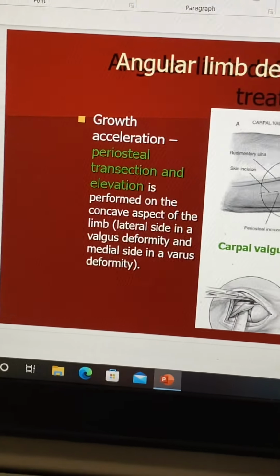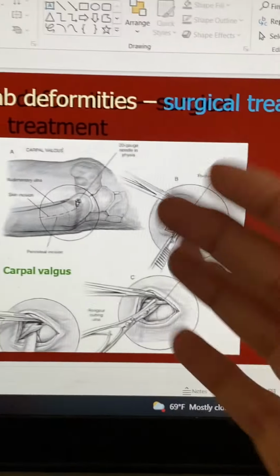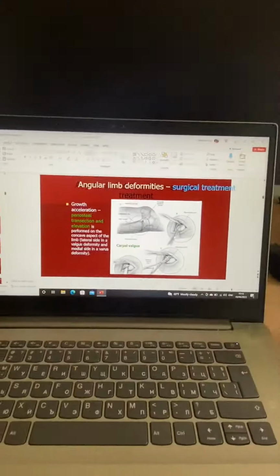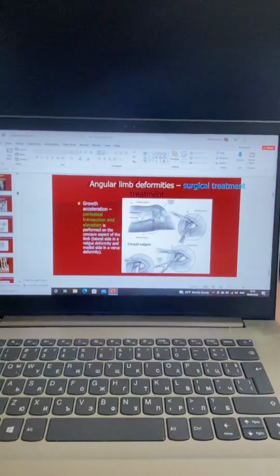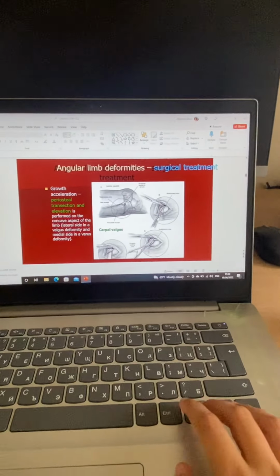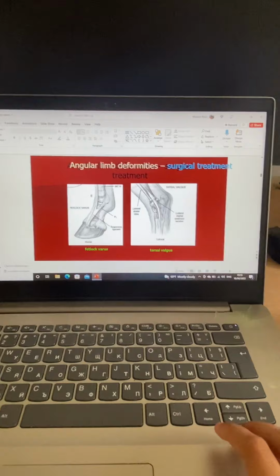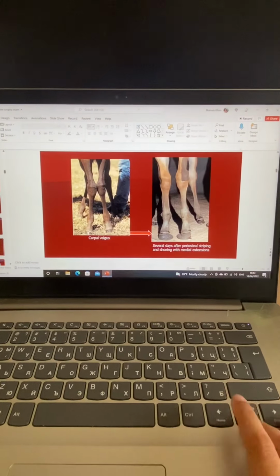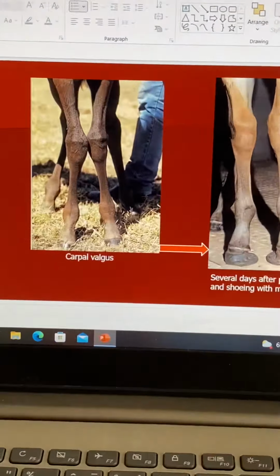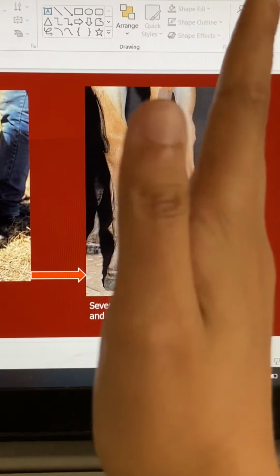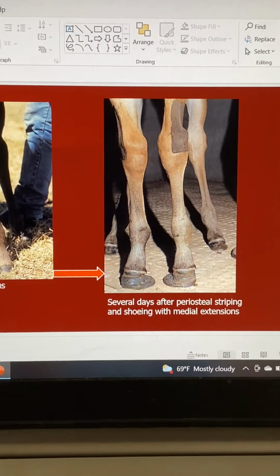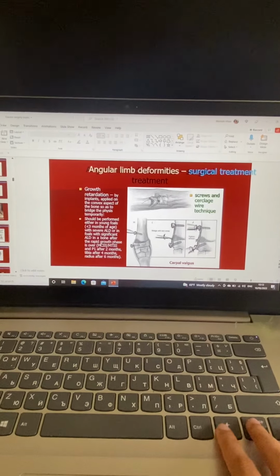So when it says on the concave aspect of the limb, what it basically means is when the limb is this way or this way, what's sticking out more, you do the transection through that. And yeah, it's just showing you some pictures here. So after you do these treatments, look at the improvement. You can basically see there's less laxity of the joints, everything straightened out with the shoeing.